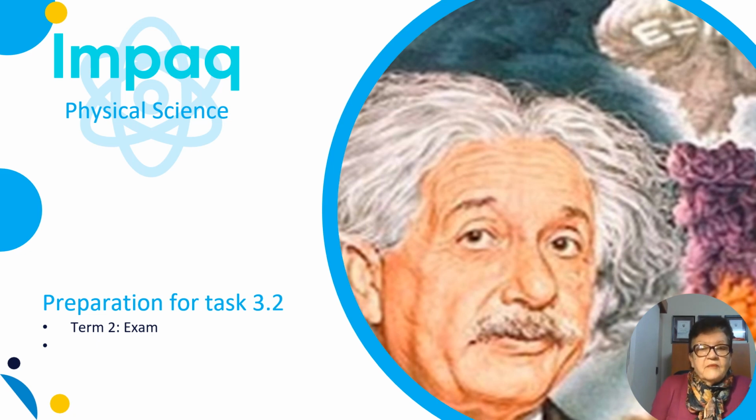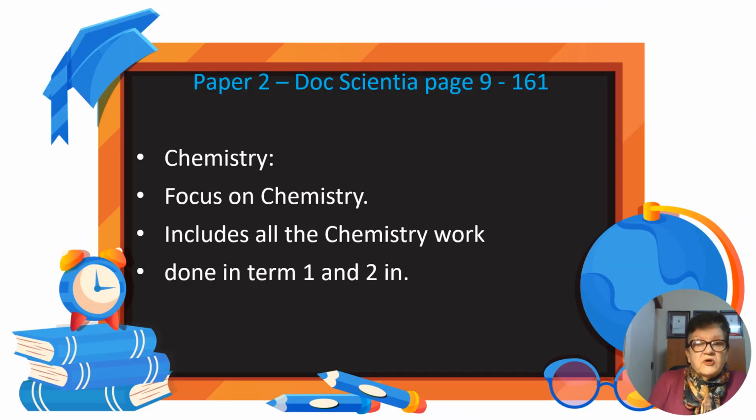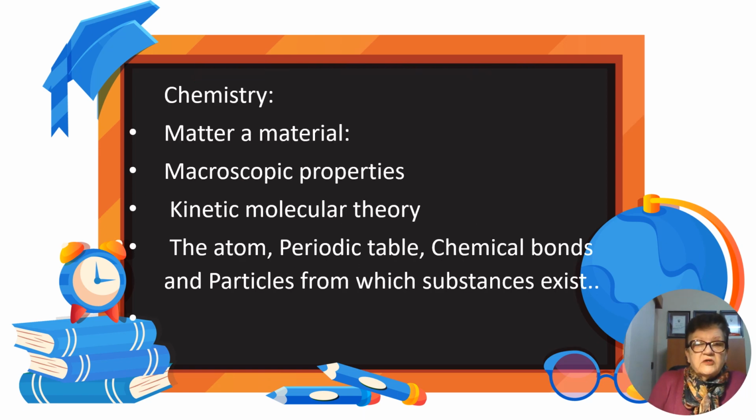Grade 10s, this is just a discussion about the work that you are writing the second paper on, which is the chemistry part of your paper. In this part, we will first be focusing on all the chemistry work which you mainly have done in the first term and a little bit of it in the second term at the end of the term.